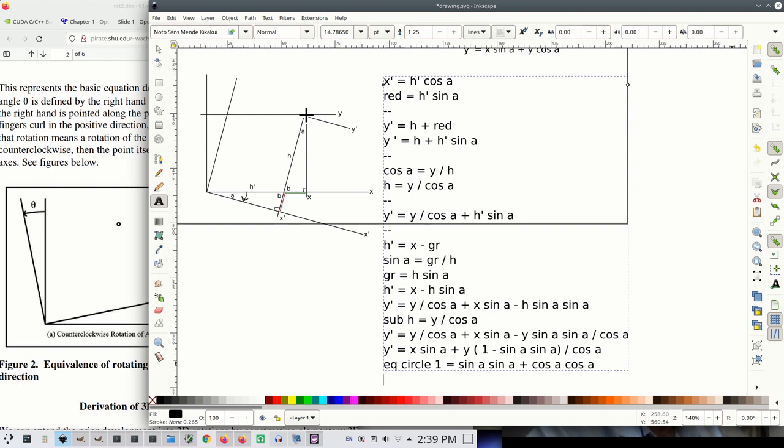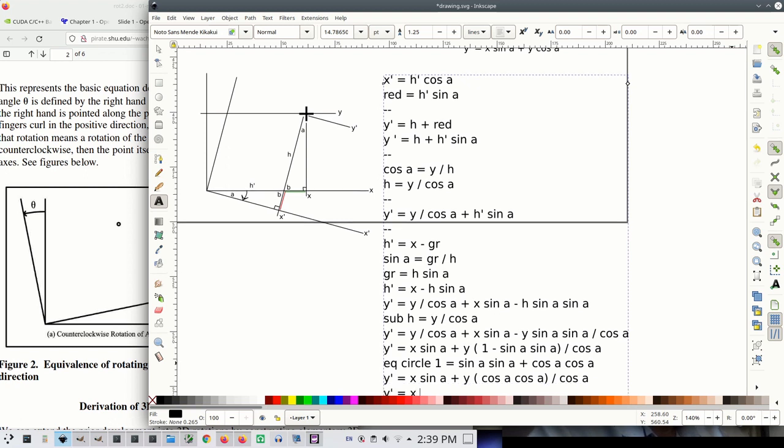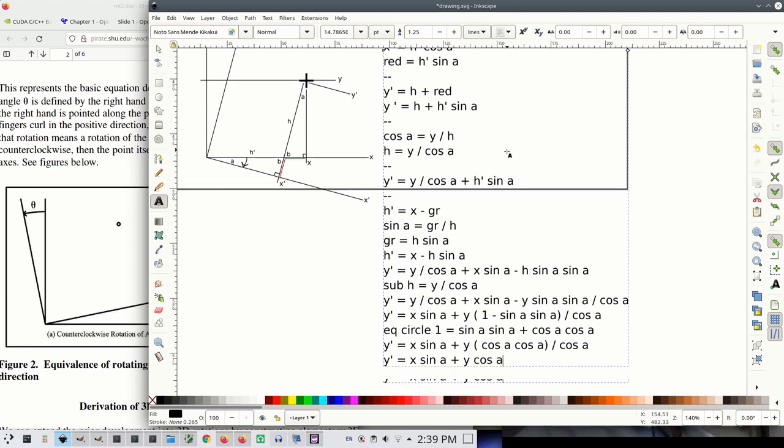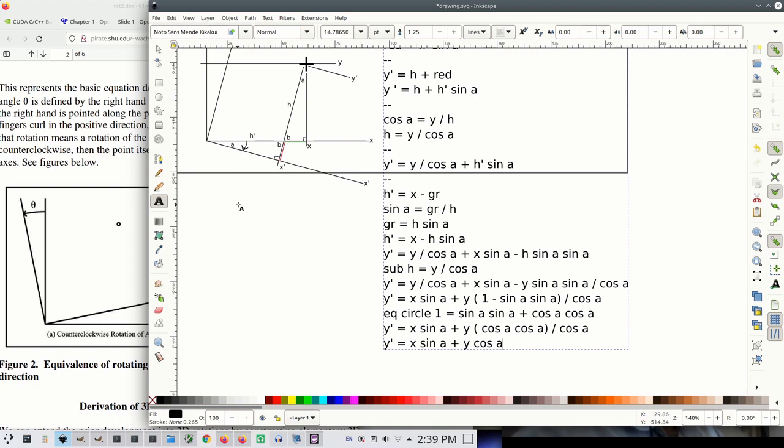So we'll sub that in. Y equals x sine a plus y cos a, divided by cos a. So we get our final result. Y equals x sine a plus y cos a. And that's the same answer we got last time.